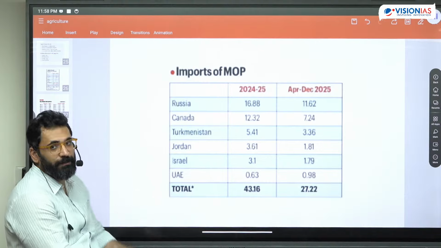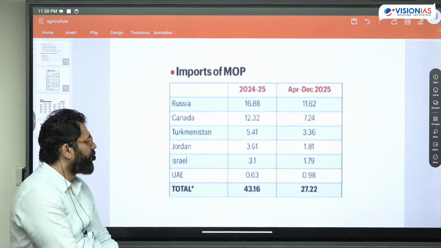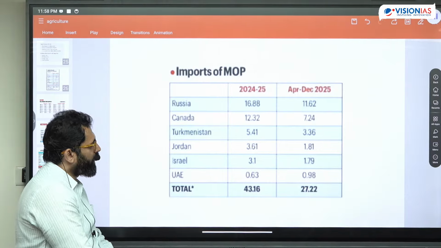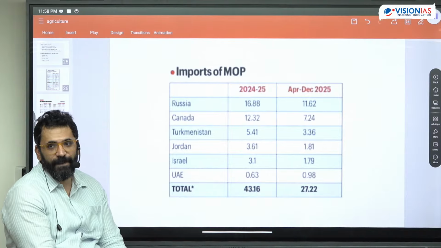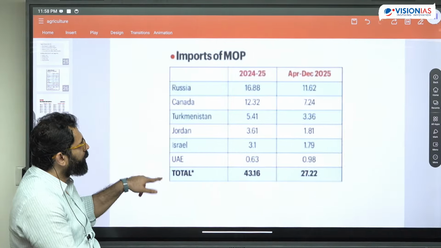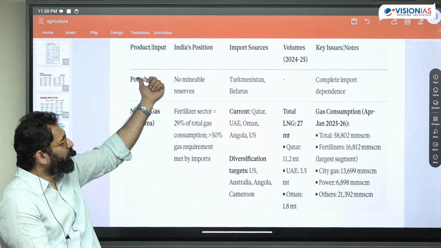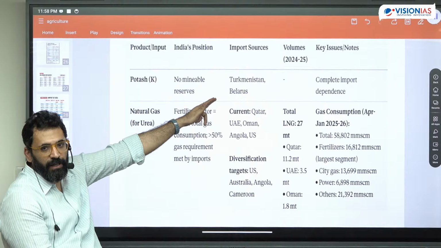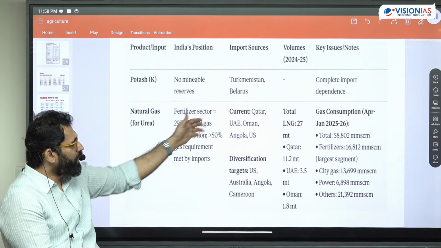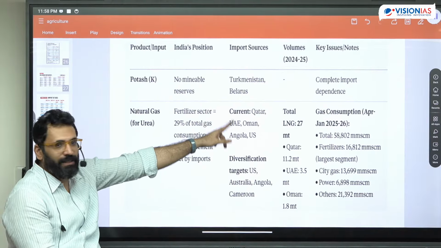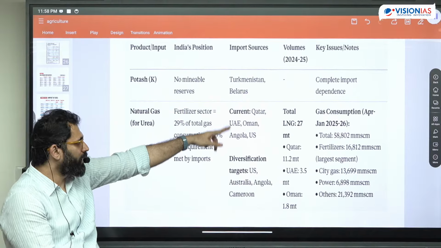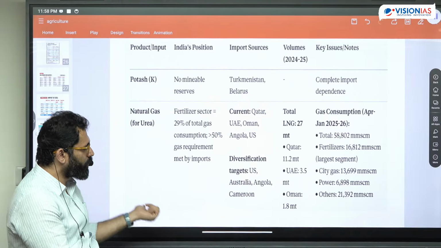Imports of MOP, this is completely everything from outside. Russia, Canada, Turkmenistan, Jordan, Israel. This is from where we get potash. These are the inputs which I have given you, the import sources. Potash comes from Turkmenistan and Belarus. Natural gas for urea comes from Qatar, UAE, Oman. Most of India's gas comes from Qatar. Qatar, UAE, Oman. Diversification targets are US, Australia.